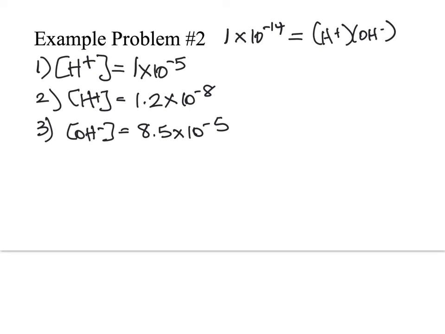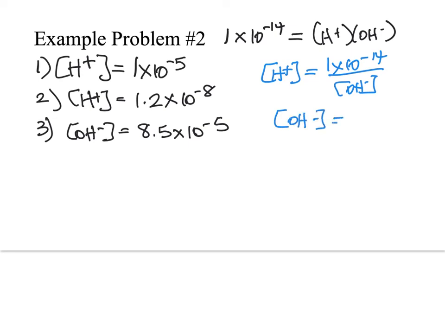All right, so we're going to plug and chug these problems. If I'm solving for hydronium, it's 1 times 10 to the negative 14th divided by hydroxide. And if I'm solving for hydroxide, it's 1 times 10 to the negative 14th divided by hydronium. Okay, so that's easy enough. Let's look at number 1. I'm told what hydronium is, so I want to know what hydroxide concentration is.